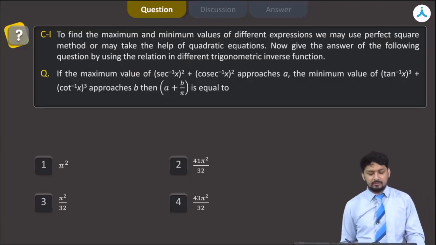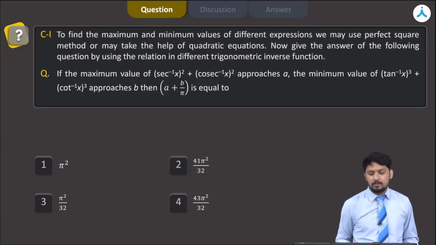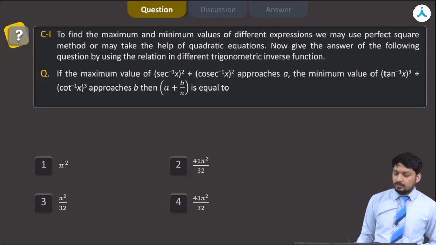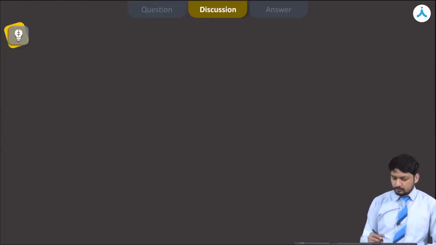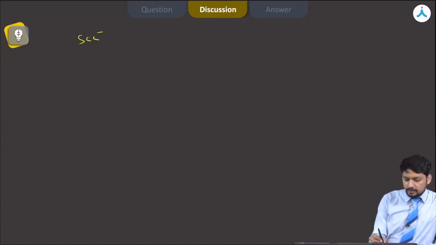The question says if the maximum value of (sec⁻¹x)² + (cosec⁻¹x)² approaches a, and the minimum value of (tan⁻¹x)³ + (cot⁻¹x)³ approaches b, then we have to find the value of (a + b)/π. Now let's talk about (sec⁻¹x)² + (cosec⁻¹x)².